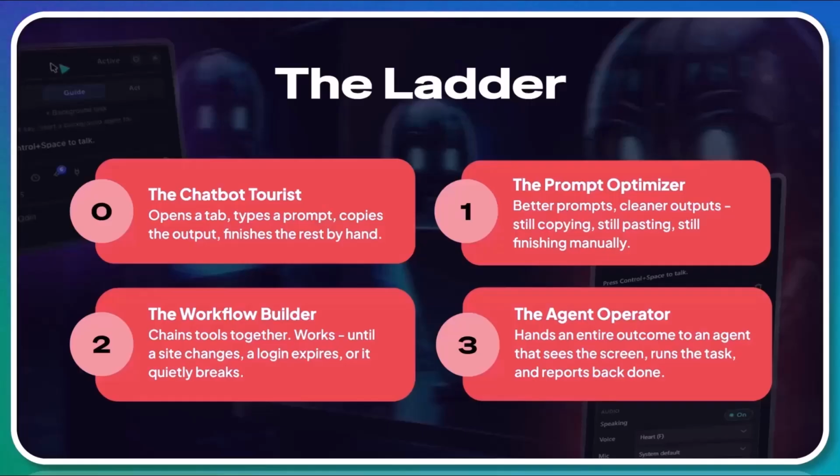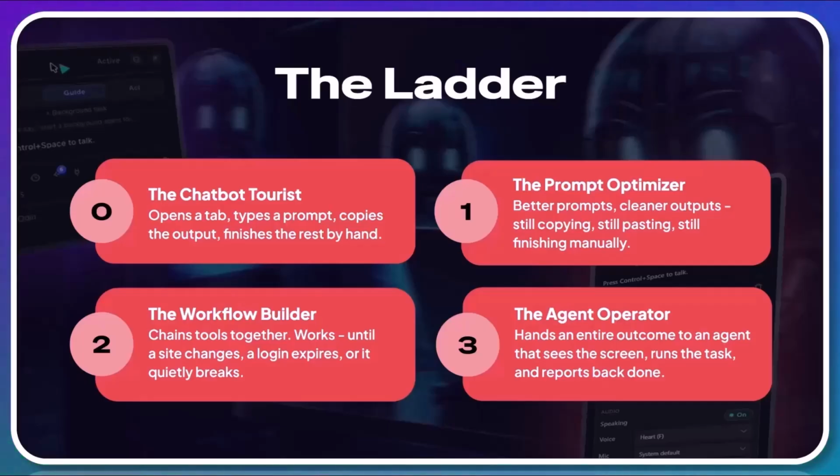Okay. So I was talking about levels earlier, right? This is what the levels look like. You've got level 0, 1, 2, 3, and I'm going to explain all of those. Level 0 is where most of you are. I used to be there about a year and a half ago, which is the chatbot tourist. You open a tab, you type a prompt, you copy the output, you finish the rest by hand. Or you do that multiple times across multiple windows, right?